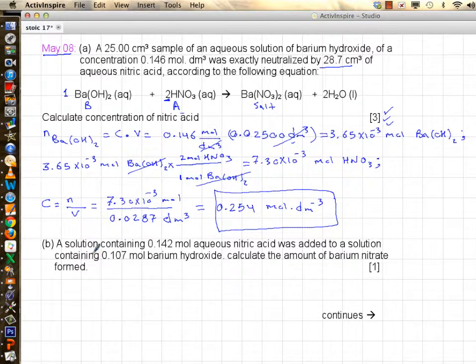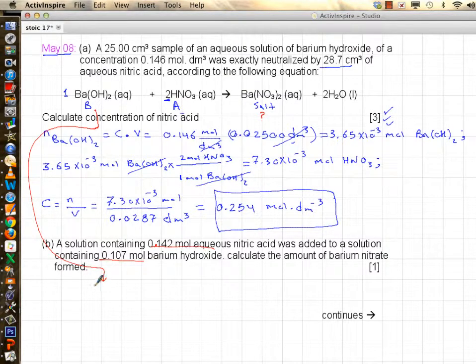Now, the next question is related to the equation, and has nothing to do with the neutralization problem you solved. So I'm going to use red ink and solve it. In this case, you have 0.142 moles of nitric acid, and you have 0.107 moles of barium hydroxide. The question is, how many moles of barium nitrate do you produce? So first thing I have to do is find my limiting reactant.